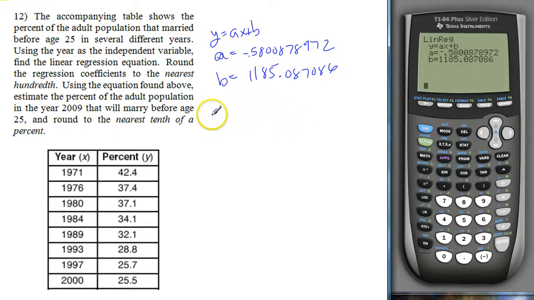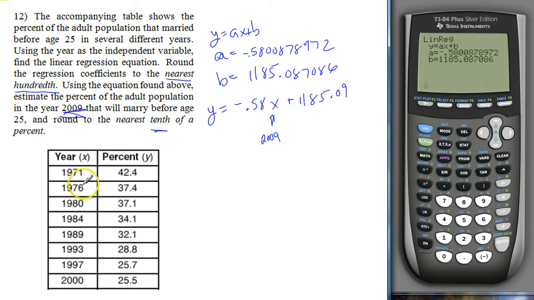And then it says, let's read the question, nearest hundredth, write the equation. So y equals negative 0.58, 2 decimal places, x, plus 1185.09. Now that's the equation I'm going to use. And it says, using the equation, how many people in 2009 to the nearest tenth? So 2009, so I'm going to plug in 2009 for x.